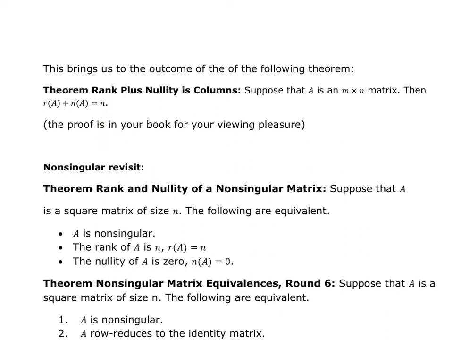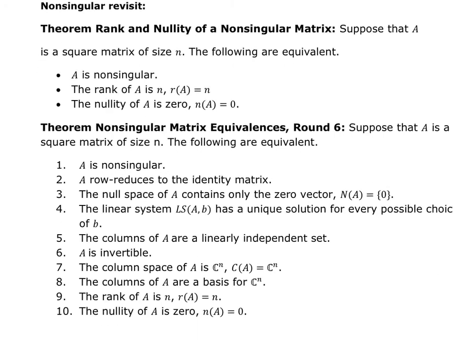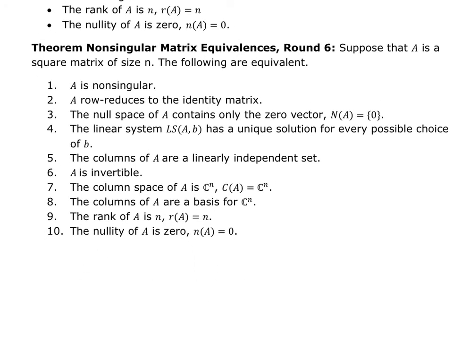Now that brings us to non-singular matrices and what that gives us. So let's revisit non-singular again. We're starting to really tighten up what it means to be a non-singular matrix. Suppose A is a square matrix of size n, then these are all equivalent: A is non-singular, the rank of A is n, and the nullity of A is 0. So that brings us to our 6th round of non-singular matrix equivalence. We're really tightening up what this means.